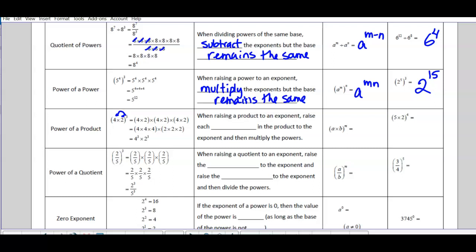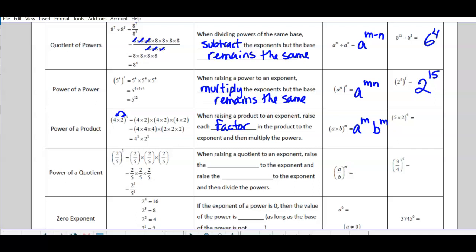Now this only works for factors. If there was an adding in between, then you can't do this. And you'll learn more about that in Math 10C. You would have to just evaluate, but that's more when you get into variables. In any case here, so we just go 4 to the exponent 3, 2 to the exponent 3. So when raising a product to an exponent, raise each factor in the product to the exponent, and then multiply the powers, because it might be a power inside as well. In any case, this is a to the m, b to the n.